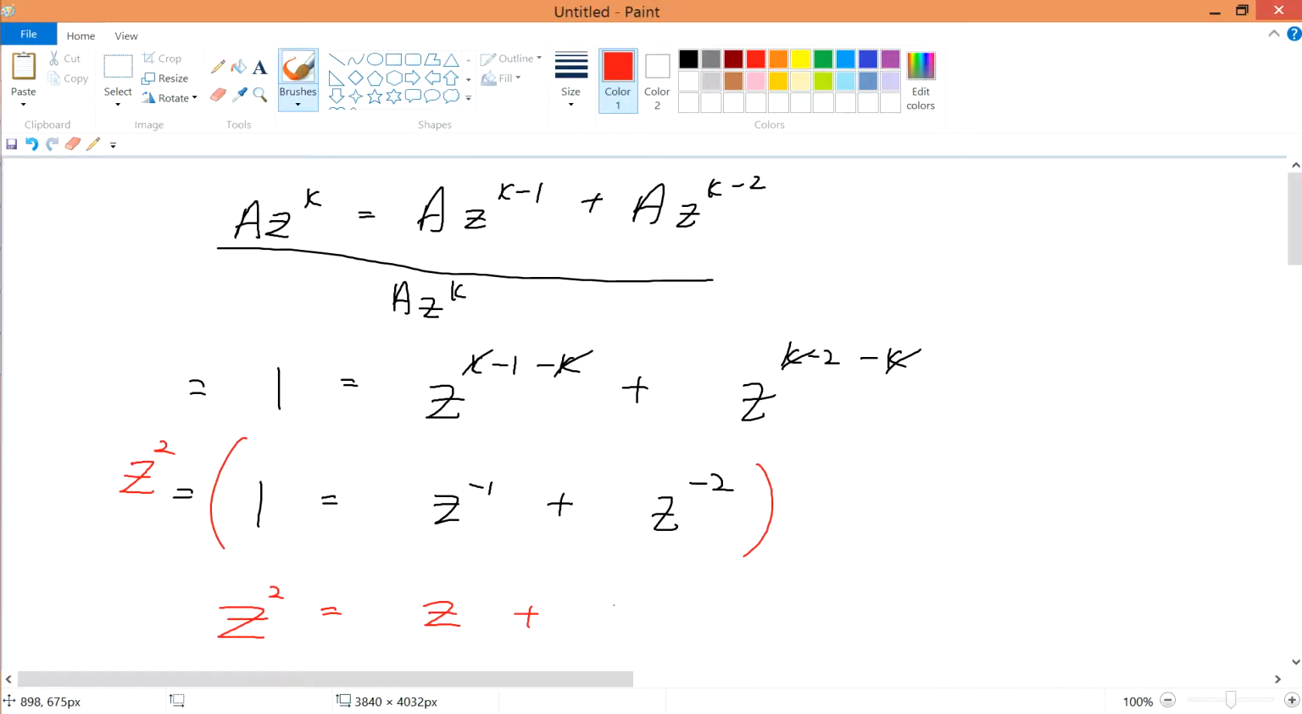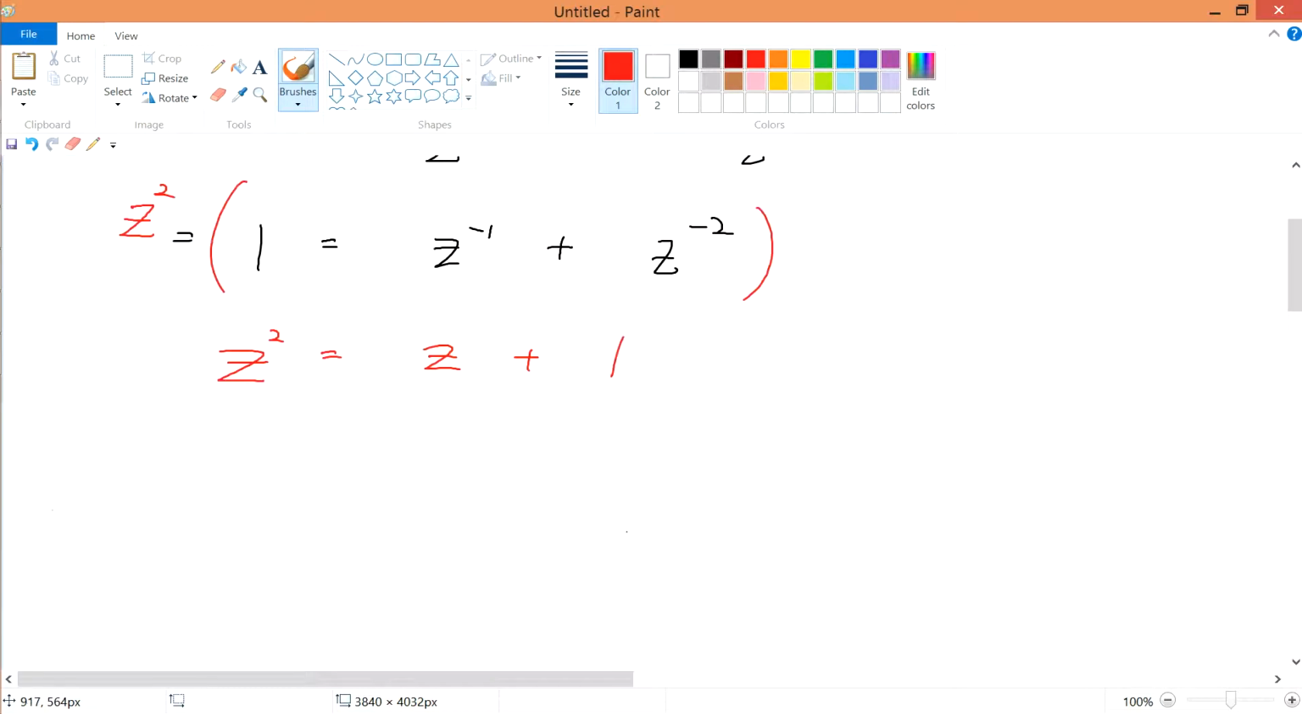So therefore I have 1. z squared times z to the power of minus 1 is simply z, because 2 plus minus 1 is z to the power of 1, which is z itself. z squared times z to the power of minus 2 is 2 minus 2, 0. z to the power of 0 is actually 1. That's all. And then I bring z to both sides in order to create a quadratic equation. This one over here.